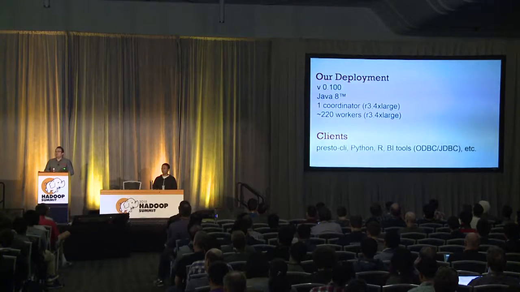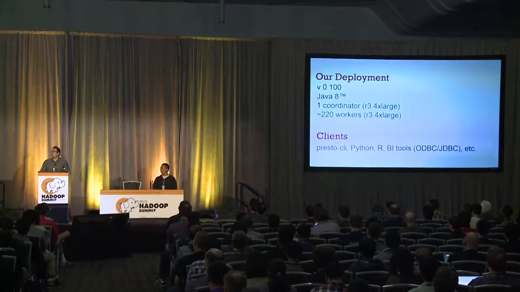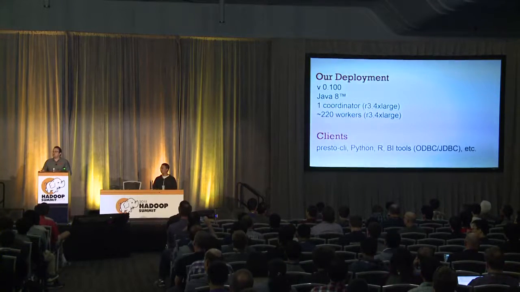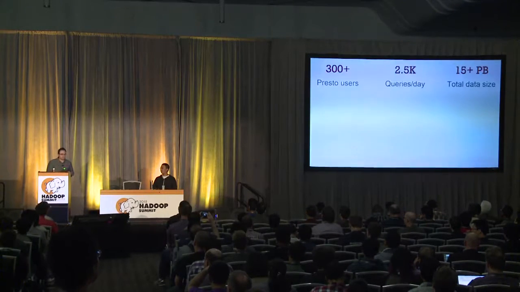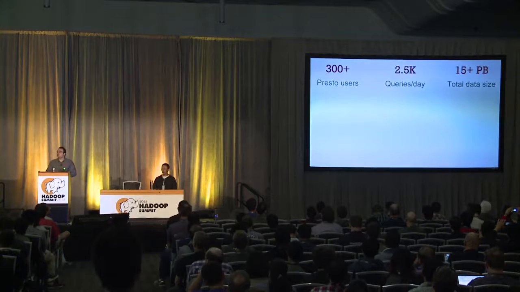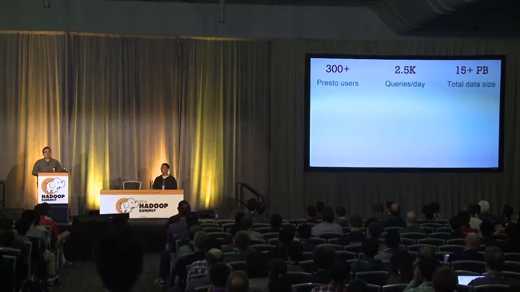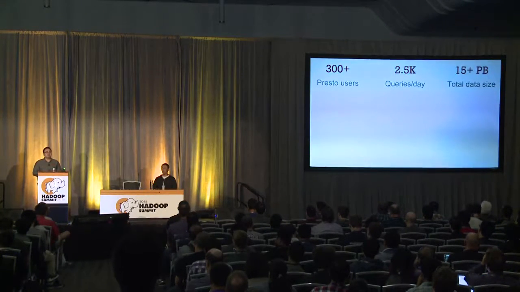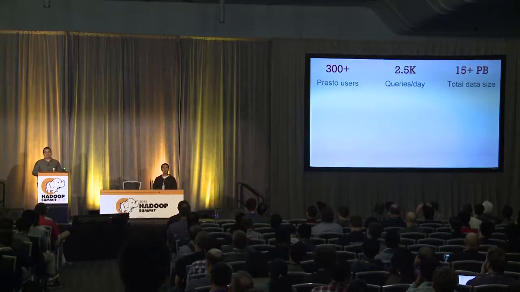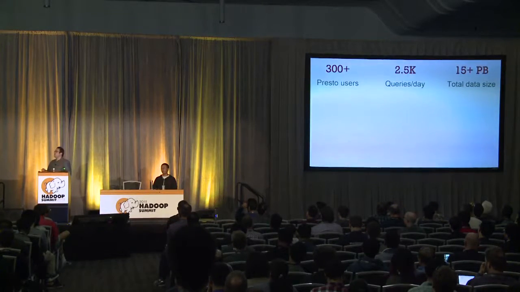When you look at the clients that access our deployment, we have a wide variety of them, from Presto's own interactive command line interface to third-party libraries for programming languages like Python and R, and also a bunch of other tools, including business intelligence tools that use ODBC and JDBC interfaces. Here are some interesting facts about our deployment. We currently have around 300 plus internal Netflix users that use Presto. These users run roughly 2,500 queries a day on average in our system. All these queries run against our data warehouse on Amazon's S3 storage system, which has a total size of more than 15 petabytes.